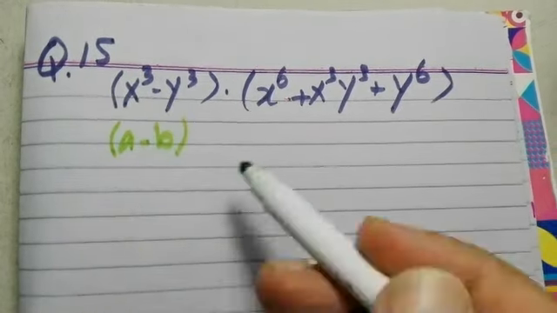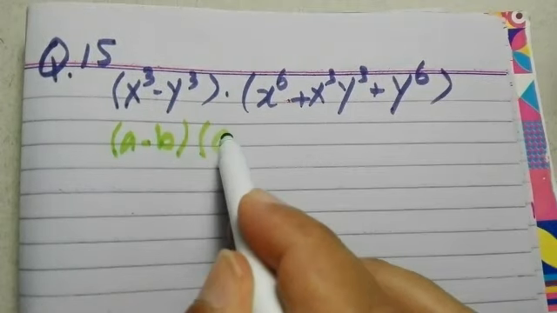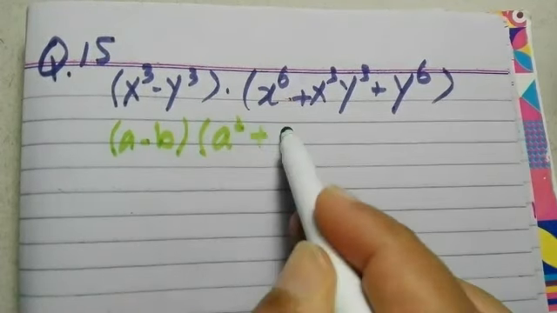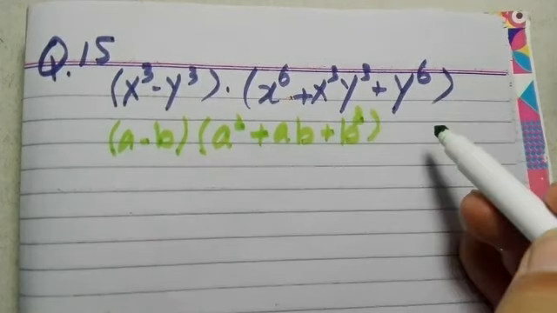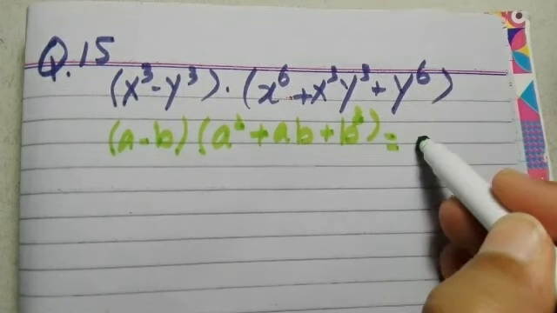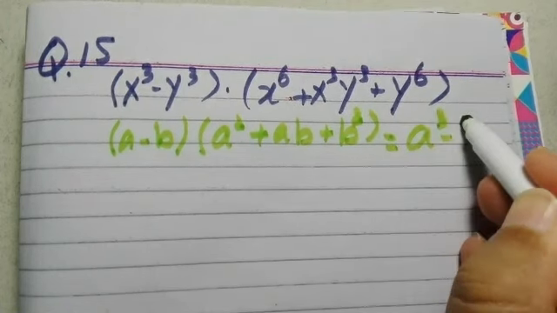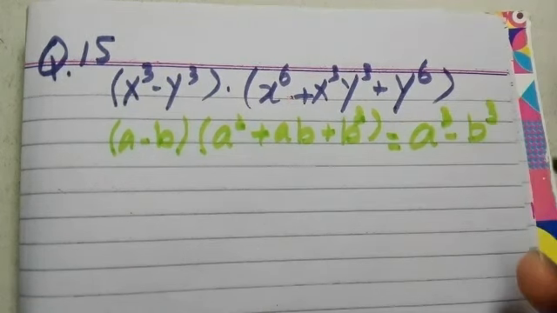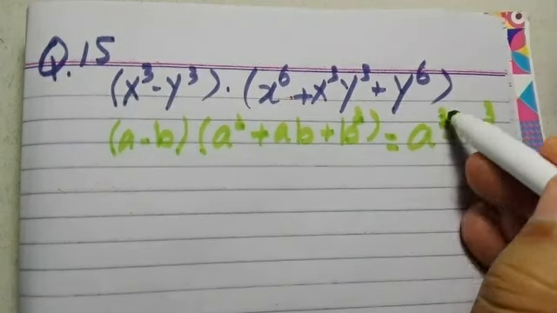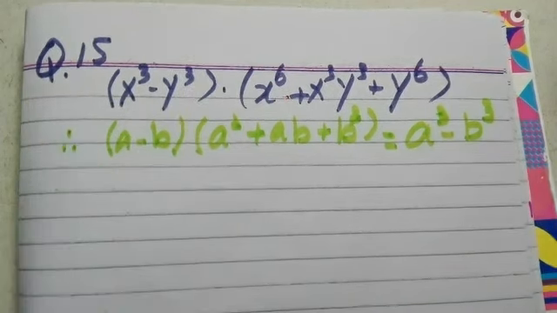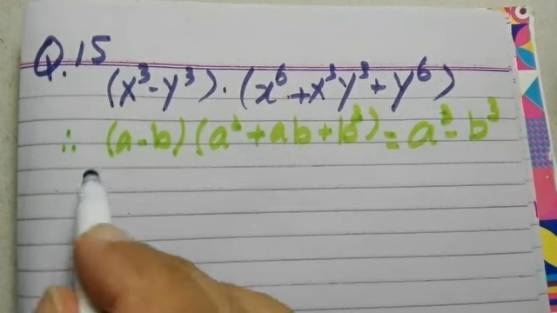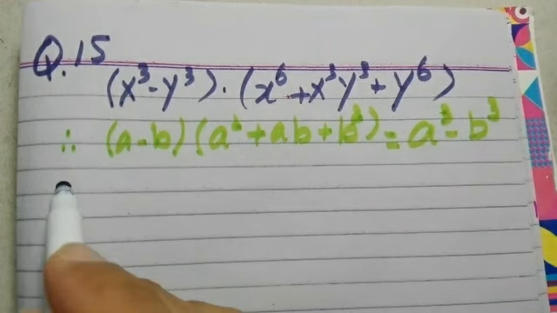I have used this formula in the previous two parts. If anything is arranged according to this formula, which I am writing, the whole of this part, the left hand side, will become equal to a cube minus b cube. It is a reference formula which I will use. But I will change the question according to this formula, and I will write it like this.